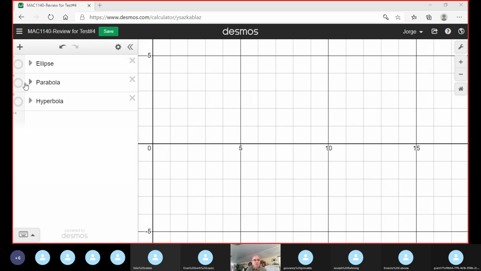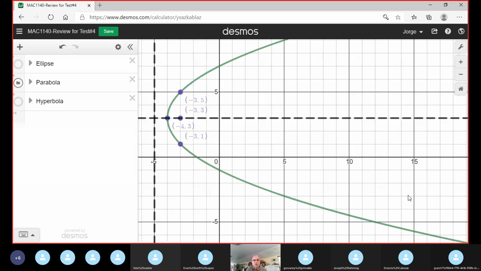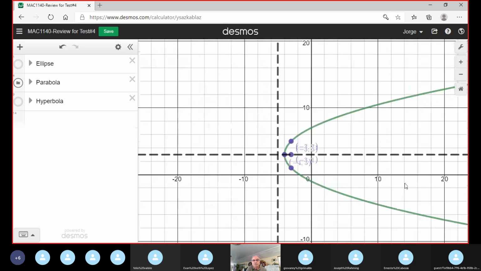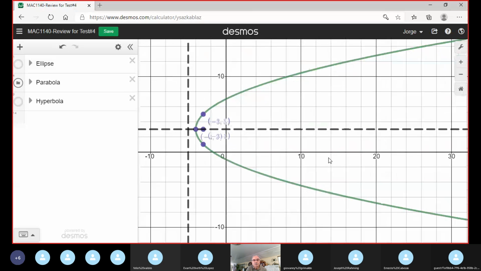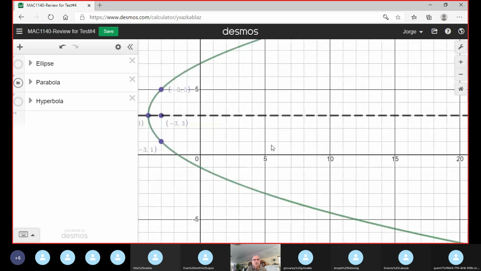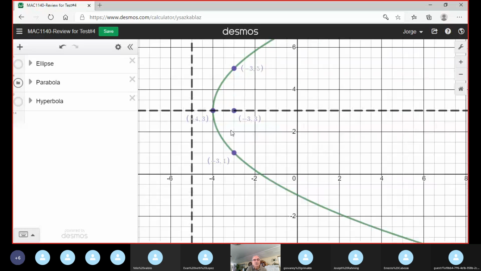Okay, parabola. Boom. Wow. Look at that. Okay. This is the axis. This is the y-axis. This is the x-axis. The vertex is located at the point -4,3. Focus -3,3. Endpoint of the focal diameter -3,5, -3,1.